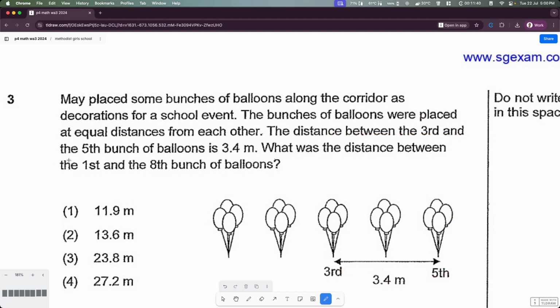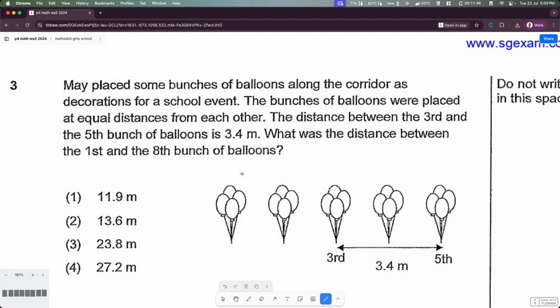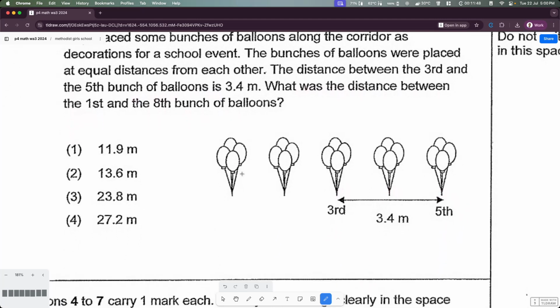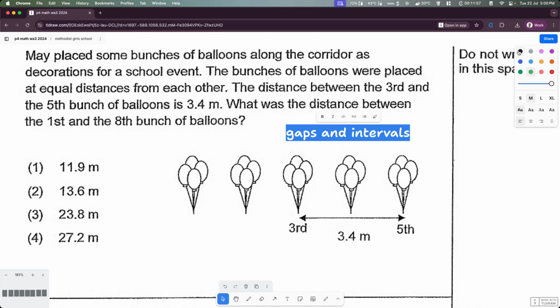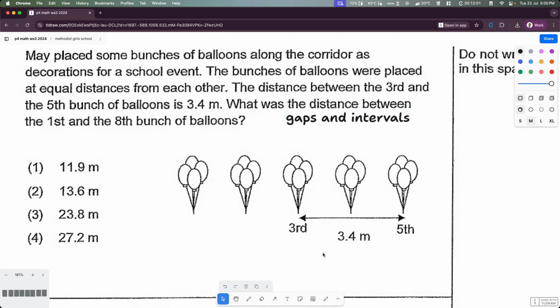The distance between the third and the fifth bunch of balloons is 3.4 meters. What was the distance between the first and the eighth bunch of balloons? So in this case, this is what we call a gaps and intervals concept. So we want to know the distance of one gap.